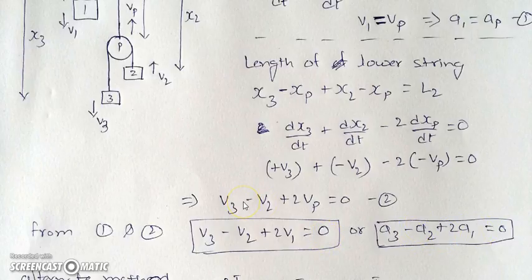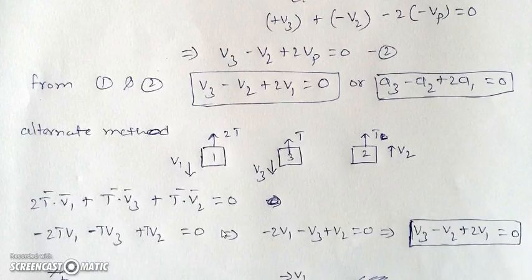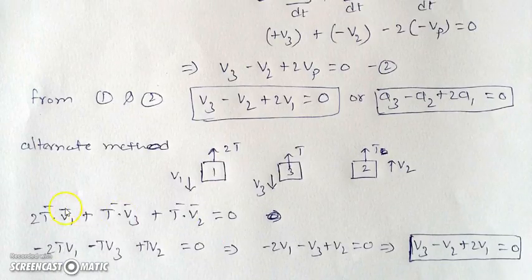Okay, now move on to the alternate method, which is again the tension method or virtual work done method, in which we'll just draw the tensions and take their dot products with their individual velocities, and the sum of all these dot products will be 0. This method is known as the virtual work done method. So have a look at that.